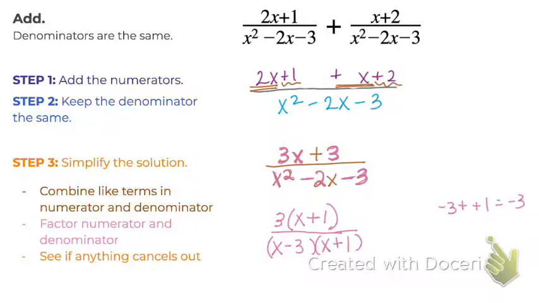And now the last step is to see if anything cancels out, if there's anything in our numerator that's also in our denominator. And notice we have an x plus 1 and an x plus 1. x plus 1 divided by x plus 1 is 1, so we can cross that off. So what are we left with? 3 divided by x minus 3.